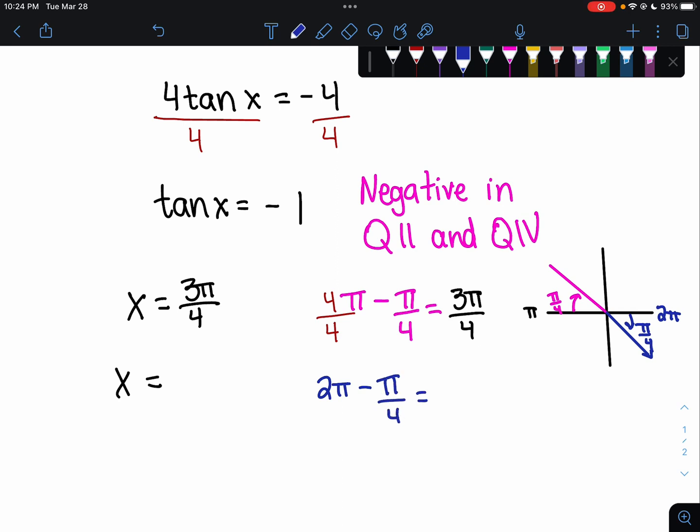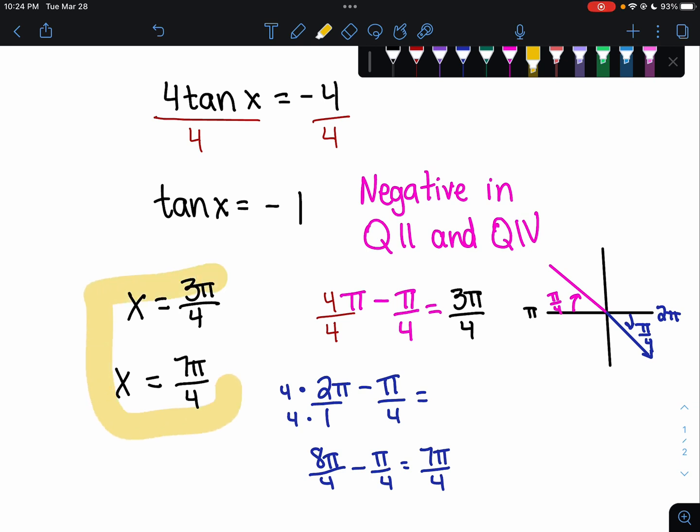In order to subtract, we need a common denominator. So this is currently 2 over 1. If I multiply the bottom by 4, I need to multiply the top by 4, which gives me 8 pi over 4, minus 1 pi over 4, and that gives me 7 pi over 4. So that would be my second angle, 7 pi over 4.